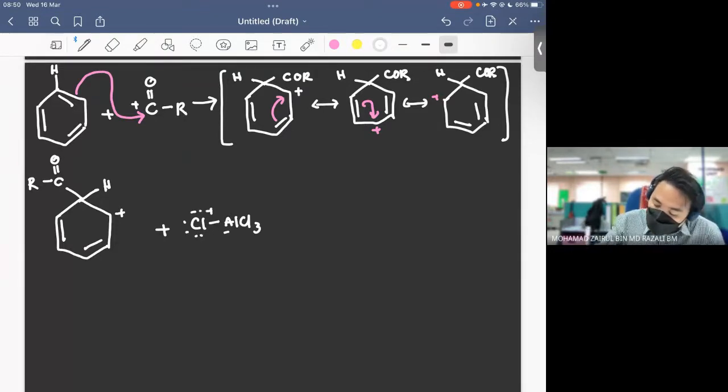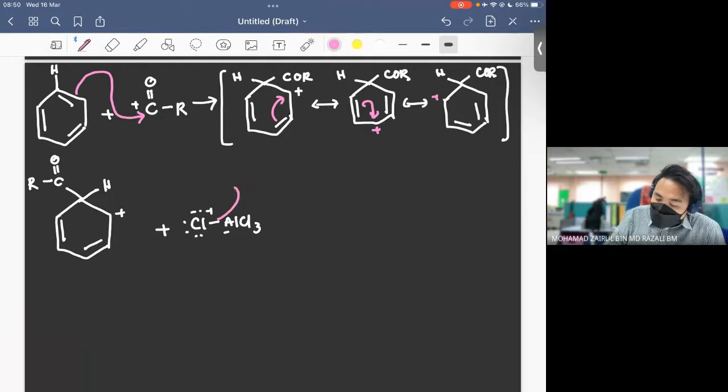Okay. So, sekarang ini kita nak regenerate balik AlCl3 kan? So, kita nak yang ini. So, maknanya dia kena berpisah. Yang ini kena keluar. Yang ini kita kena kick dia keluar. So, disebabkan ni ada positive formal charge, dia able to gain electron.